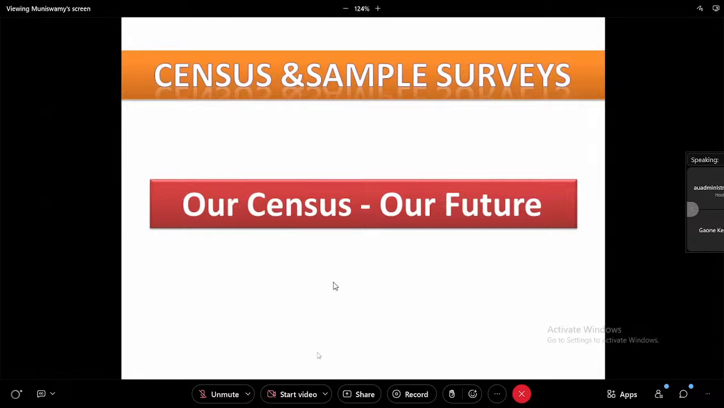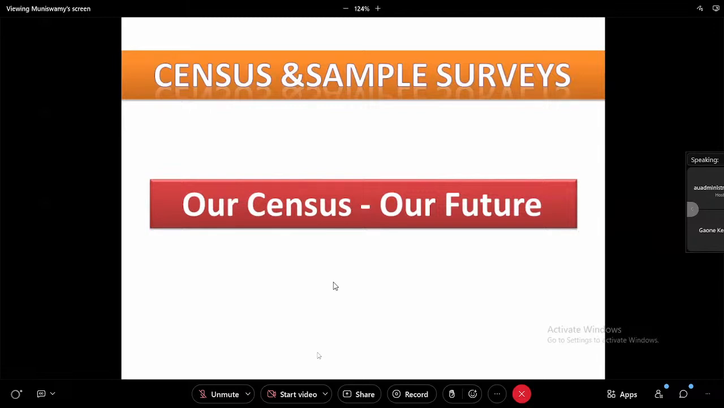formulating the objectives or hypothesis. Right? So now first and foremost, what is a census? Census means we have to study, first and foremost, what is the population?